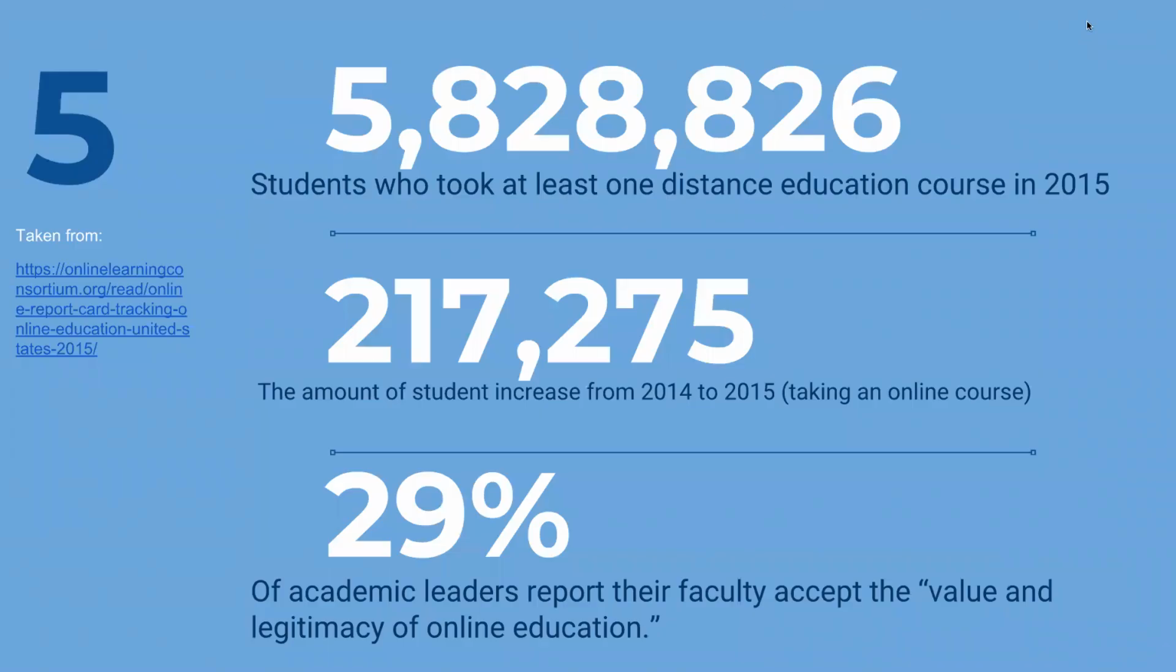So here's just some big numbers to throw at you. Almost 6 million people as of 2015 took at least one distance education course or online course. So that's increasing every year. And this is from 2015. Remember, this is about 3 years ago. And then the statistic at the bottom just shows that only 30% as of 2015 of academic leaders report that their faculty accept the value and legitimacy of online education, which means 70% question it. So I think, again, it's important for us as librarians, since even more librarian programs are going online, to show the legitimacy of this and to participate in this.